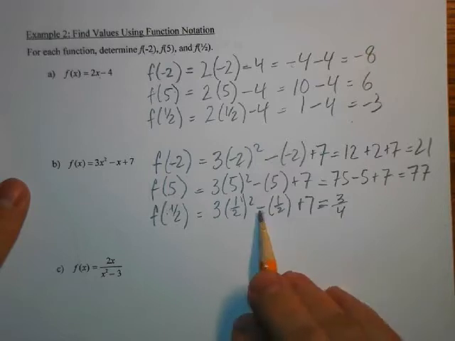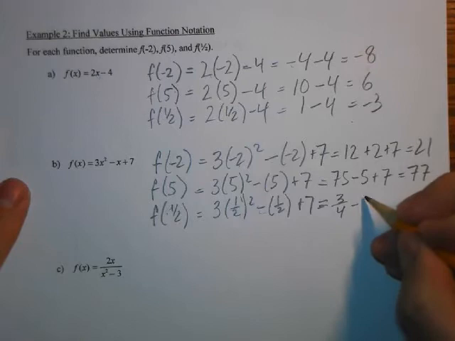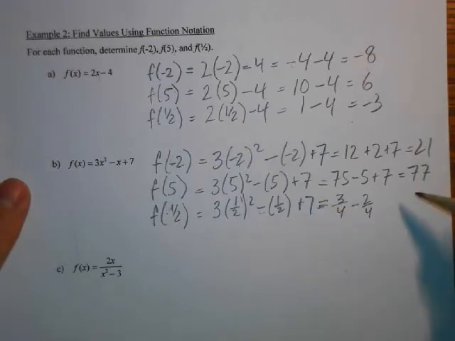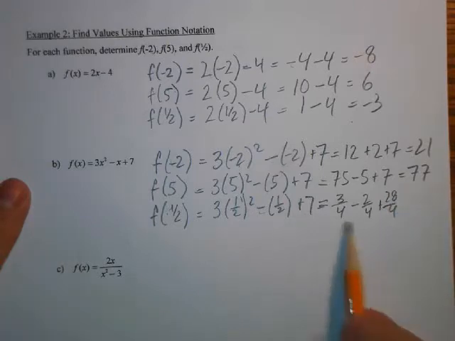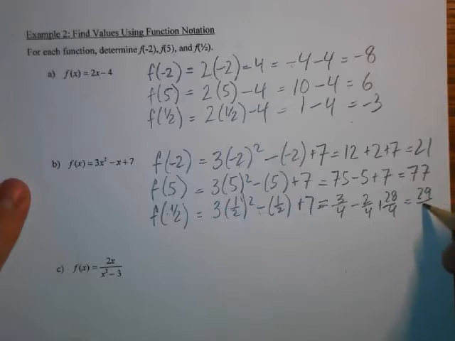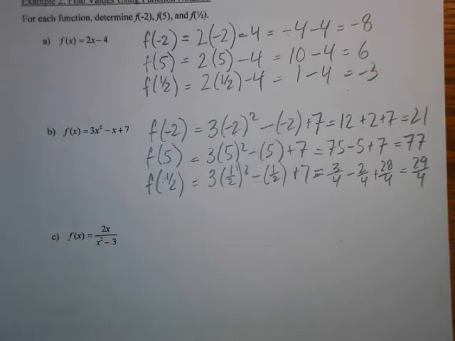I'm going to change that to quarters so I can easily add these together. So minus 1/2 is the same as minus 2/4. And then I have plus 7, which I also want to change to quarters. So 7 in quarters is 28/4, so plus 28/4. And now I can easily combine these three because obviously the denominators have to be the same. So 3 minus 2 is 1. 1 plus 28 is 29/4. And I could change that to a decimal, but I'll just leave it as an improper fraction. That's fine.